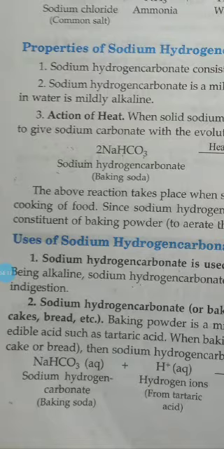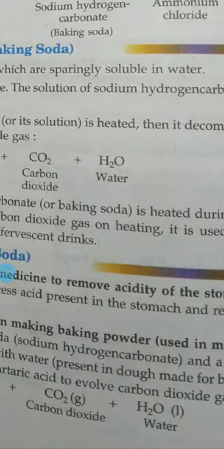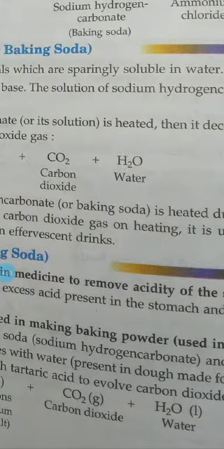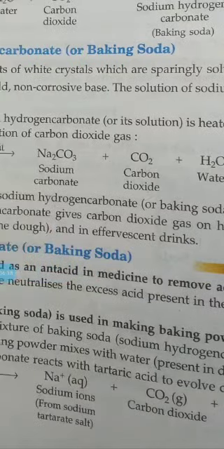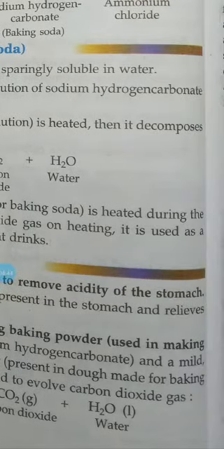indigestion. Sodium hydrogen carbonate is used for making baking powder. Baking powder is a mixture of sodium hydrogen carbonate and a mild edible acid. It means the acid which can be eaten. In making baking powder, tartaric acid is mixed with sodium hydrogen carbonate.